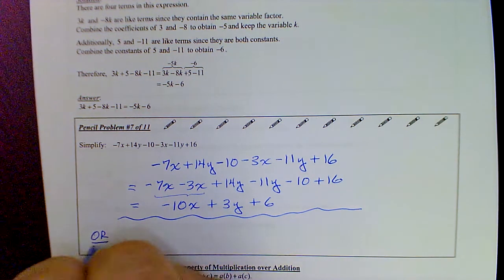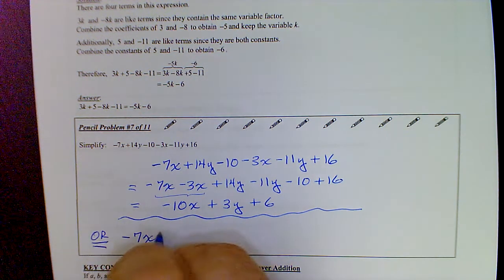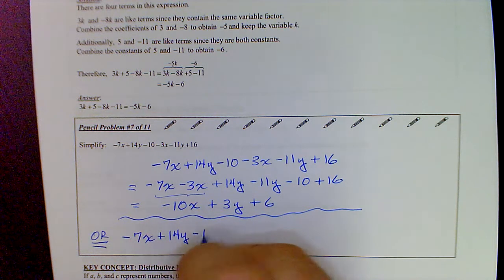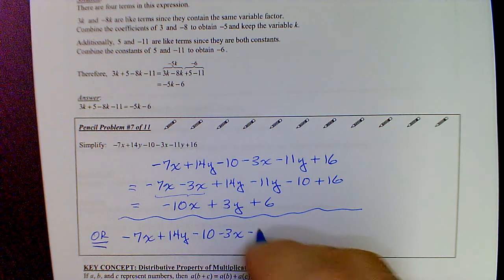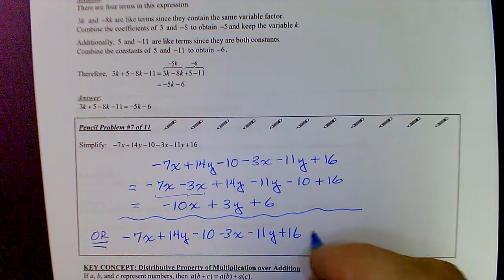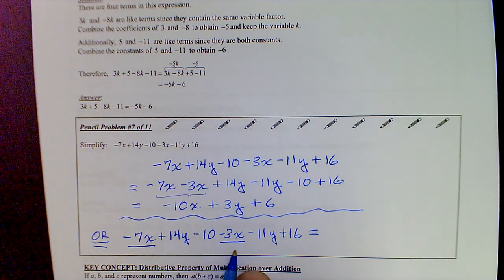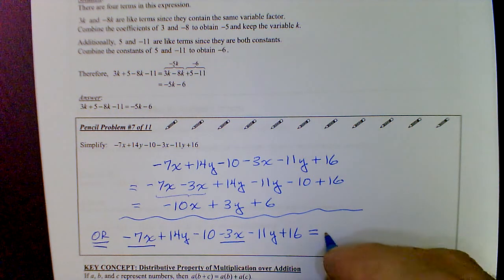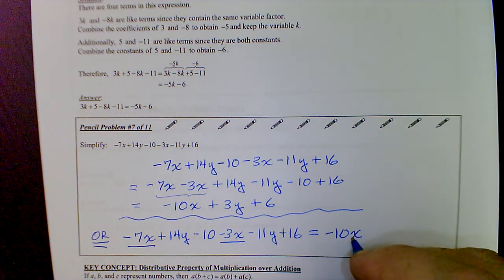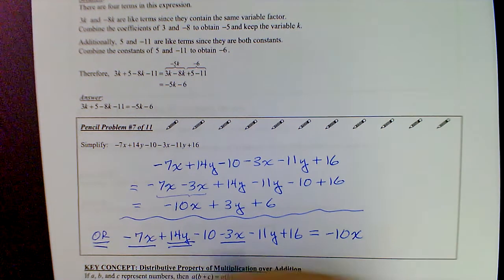Or, if you start with the same question that I'm recopying again, you could use a little underlining method. Just underline the x's and combine them. Just realize that the sign that precedes the number is the sign that belongs to that number. So I have a negative 7 and a negative 3 that I'm combining to give negative 10, and we carry along the x. Maybe I'll underline the y's twice.